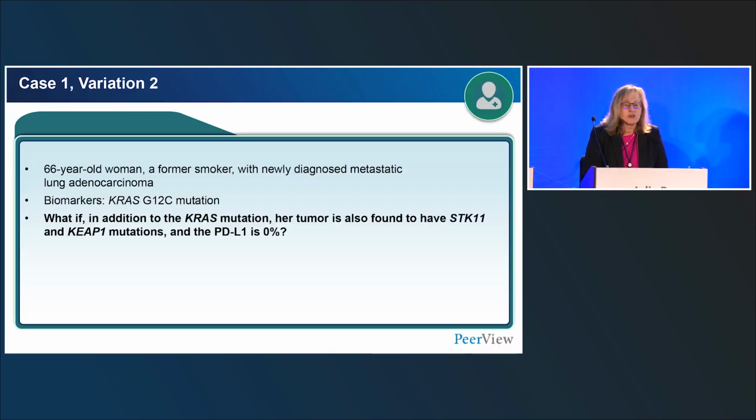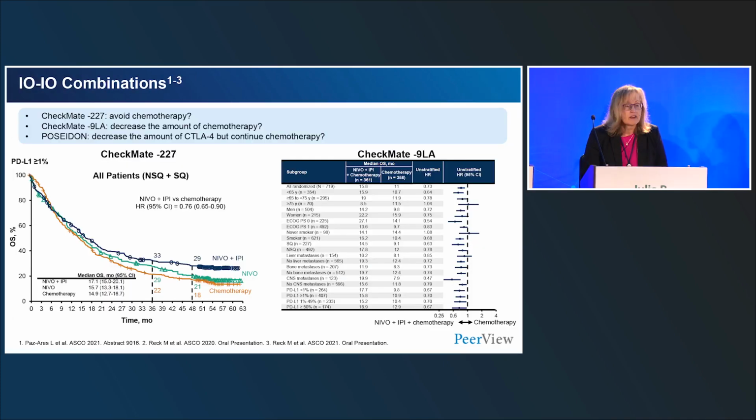All right, let's switch it up one more time. So what really happened? Again, this lady, same scenario, metastatic lung cancer. Her tumor has a KRAS G12C mutation. But what if things are different? On your mutation report, it also shows STK11, KEAP1 mutation, and now the PDL1 level is 0.